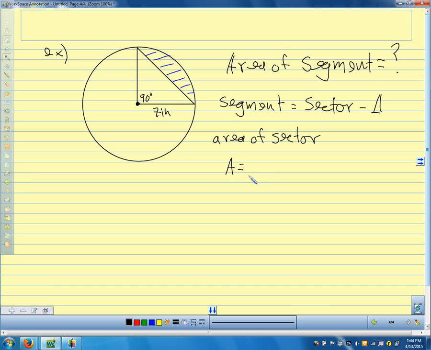So we need the fraction of the circle that the sector takes up. Well, what fraction of the circle does 90 degrees take up? What is it? 25%, or as a fraction, 1/4. But we could also do 90 divided by 360. That would give us 1/4. 1/4 the area of the circle, pi times 7 squared. So that's 1/4 of 49 pi. And if I calculate that out, that's equal to 12.25 pi square inches, or approximately 38.48 square inches. So that's the area of the entire sector.